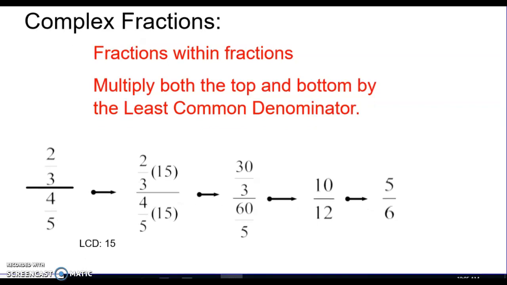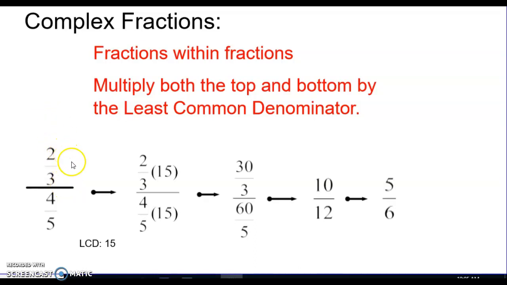This video is on complex fractions, so we are on page 9 of that note packet. A complex fraction is when you have a fraction within a fraction. So you have fractions either in the numerator of a fraction or a denominator or maybe even both. Our goal is to get rid of those fractions.